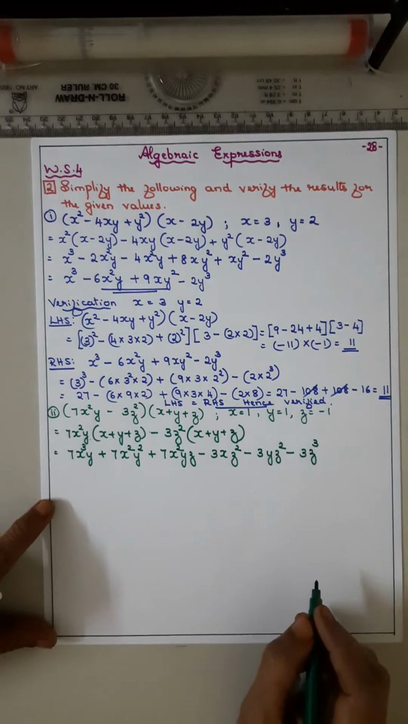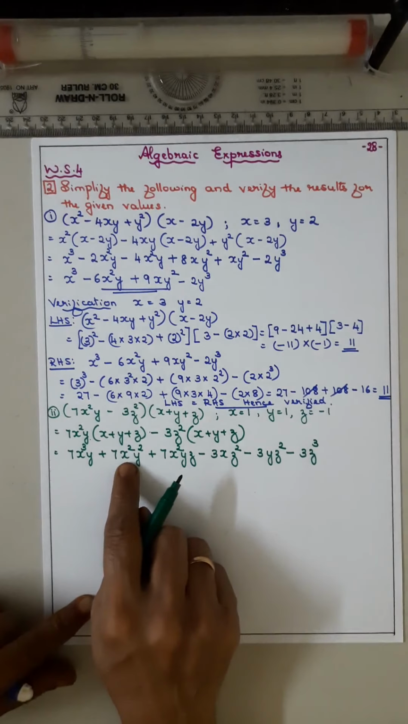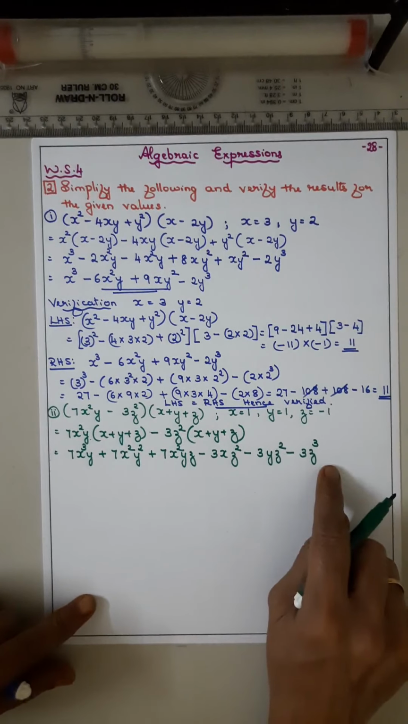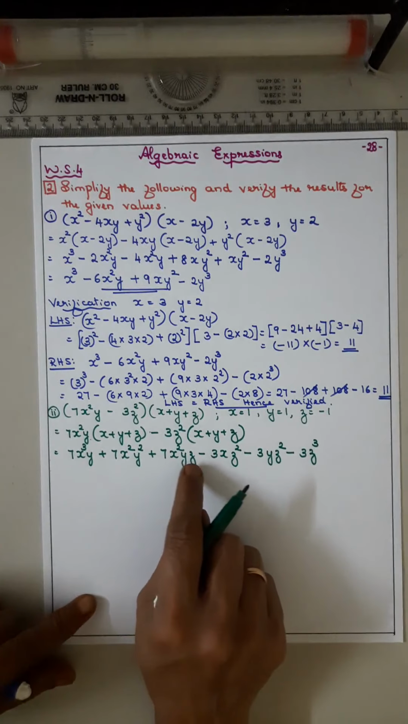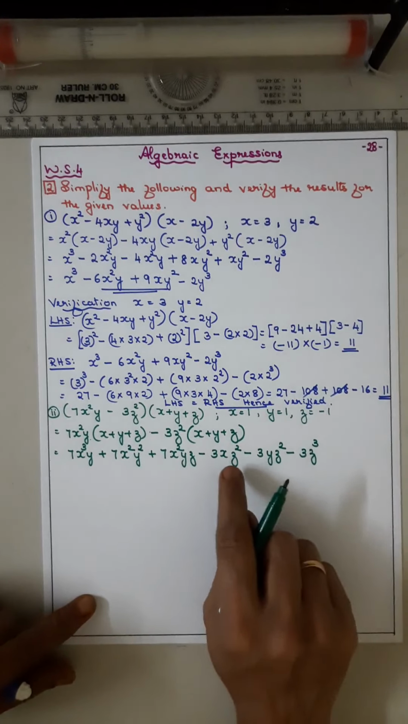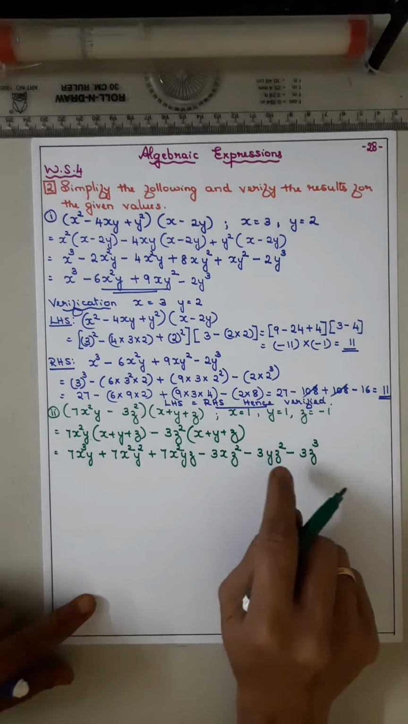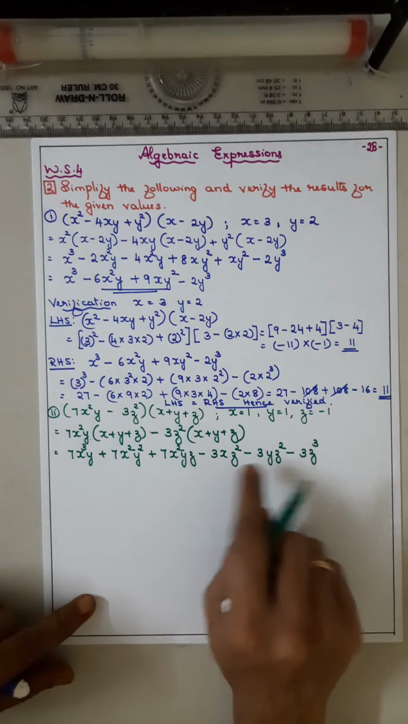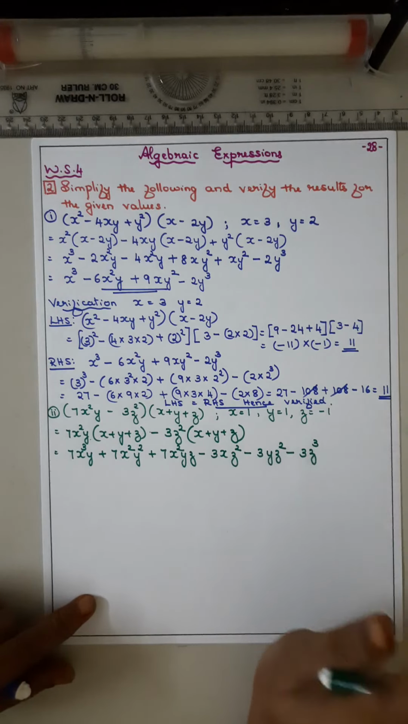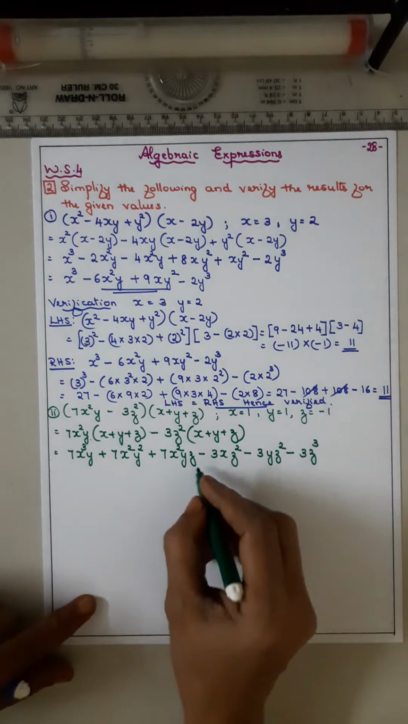Are there any like terms? Just see. This is x cube y, you don't have any. x squared y squared, you don't have any. x squared y z, no. x z squared, no. y z squared, no. 3z cube. This is the answer.